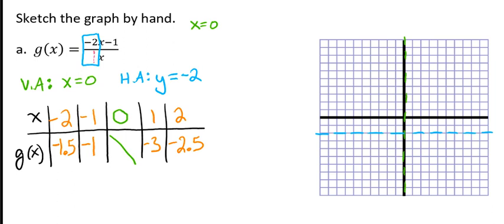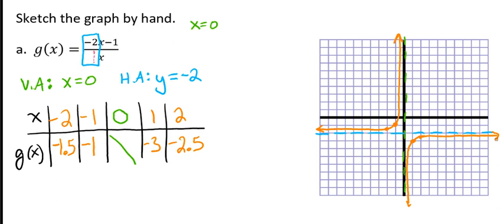And so now we're ready to plot our points. We're going to go negative 2 and negative 1.5, and then negative 1, negative 1, and then 1, negative 3, and 2 and negative 2.5. And remember that to graph this, we want to graph nice smooth curves. We know they're supposed to go close to our asymptote but not touch it in both directions. And same here, nice smooth curve, close to the asymptotes but not touching it. And now we've just sketched g of x equals negative 2x minus 1 divided by x.